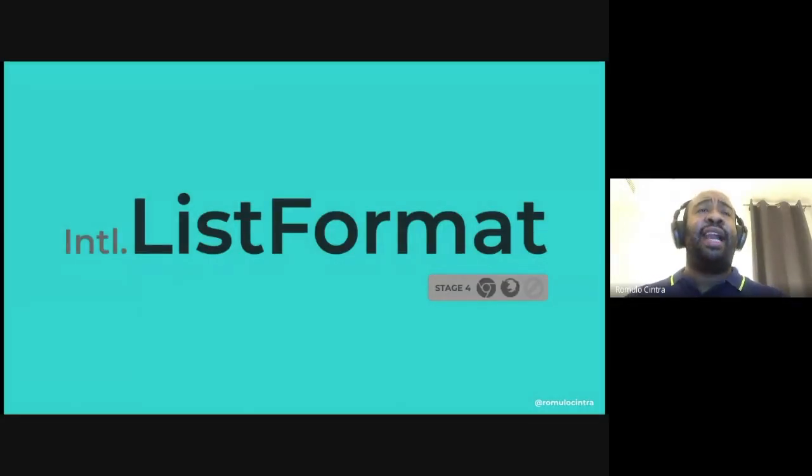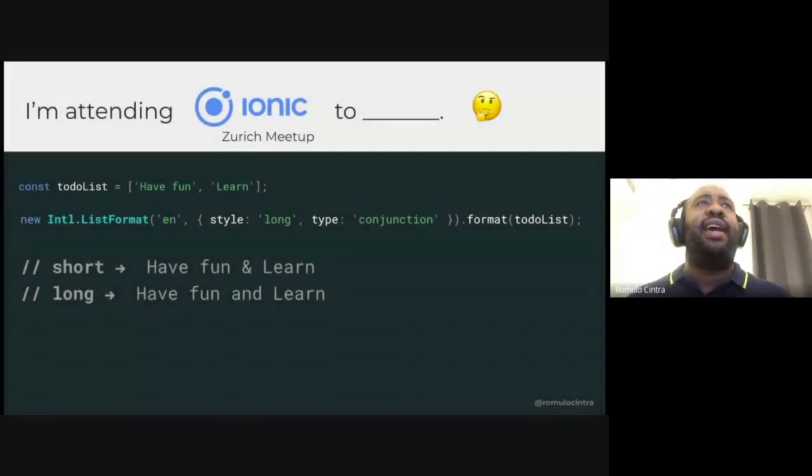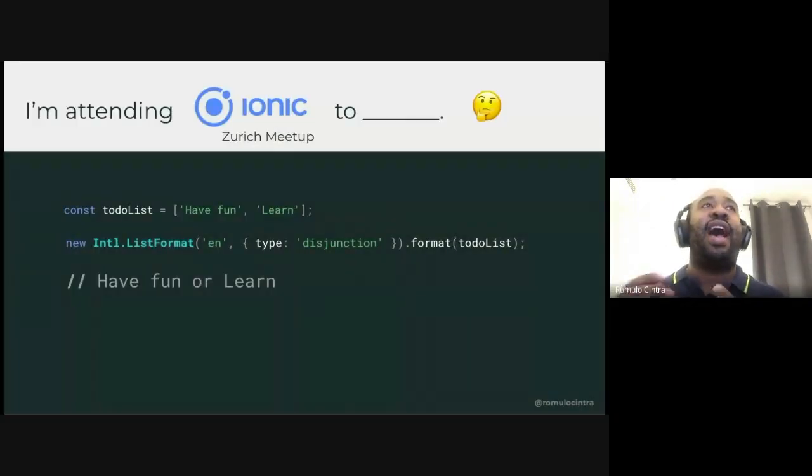And one that I like, and it's also cool, ListFormat. ListFormat is a cool example for this phrase: I'm attending Ionic Zürich Meetup 2. I have an array of strings or an array of different words, and depending on my language and the type I want to use, conjunction or disjunction, it will glue all the words together in the correct order to, in the short sentence, have fun and learn, or have fun and learn in long. And if I use disjunction, I can have fun or learn. Of course, this is not possible because we are all here to have fun and learn.